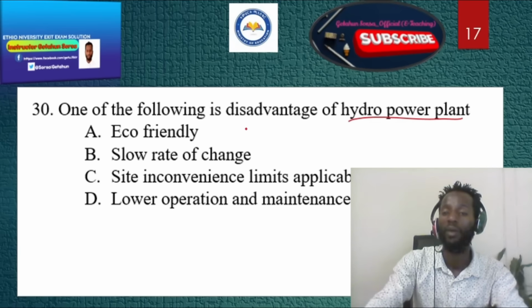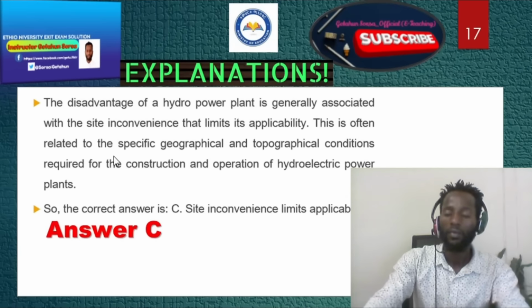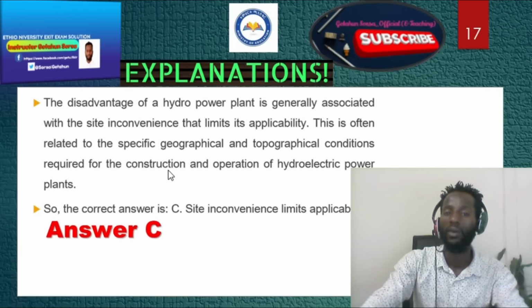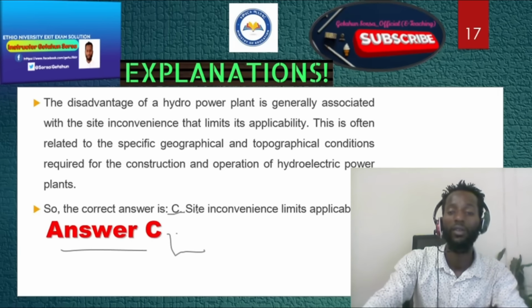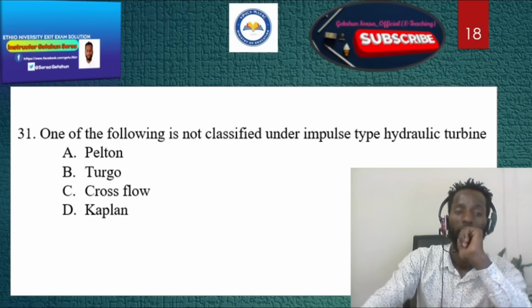The disadvantage of a hydropower plant is usually related to site inconveniences. So the disadvantage of this hydropower plant is generally associated with site inconvenience that limits its applicability. So the correct answer for this question is choice C. So this is the disadvantage. Let's move to the next question.